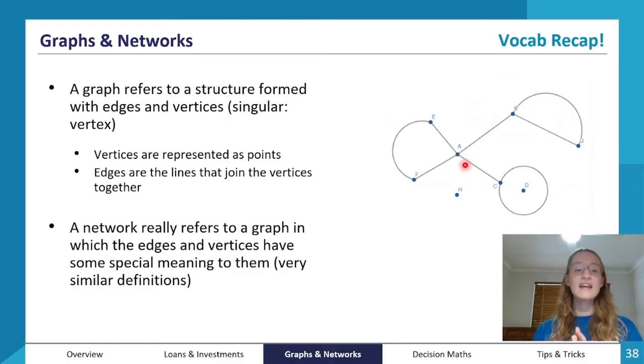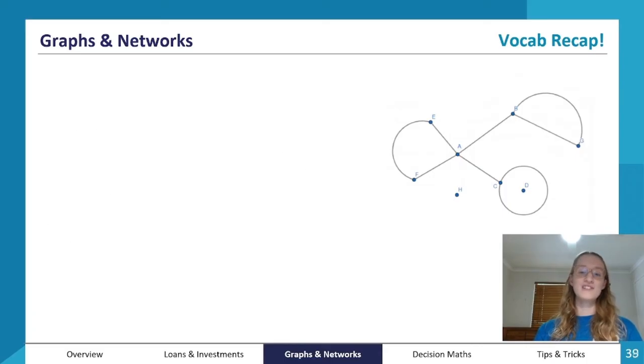And technically, a network refers to a graph in which the edges and vertices have some special meaning attached to them. So they're very similar definitions, so we use them interchangeably. Technically, if this did not have any meaning associated with it, it would be a graph. But if this represented connections between different towns, then it would be a network because it's got a special meaning associated with them. But again, we very much use them interchangeably, so they're very similar definitions.